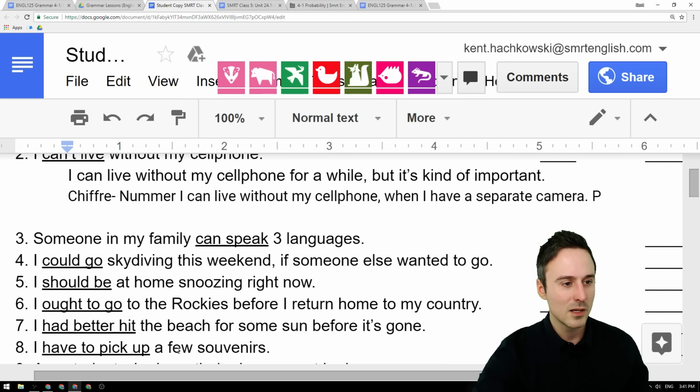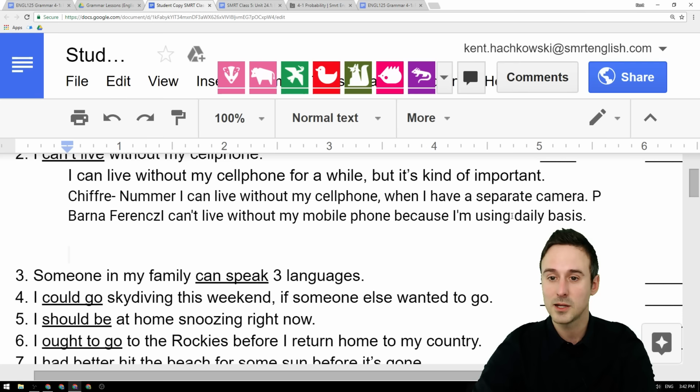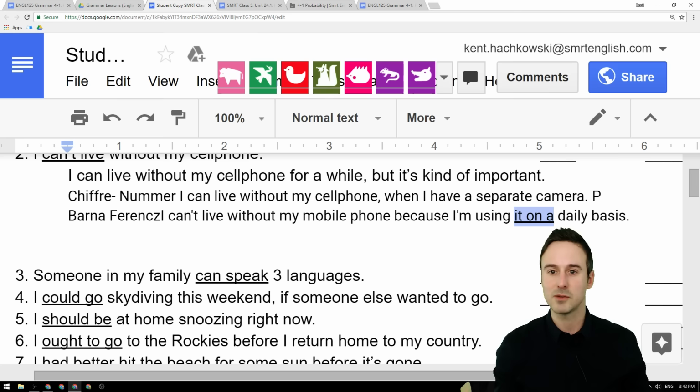And this person says here, there we go. And then Barna has an answer here. She says, I can't live without my cell phone because I'm using daily basis. Okay, very nice, Barna, good. I'm just going to change one little thing here. We're going to use it on a daily basis. So we just want to add that little bit there because in English, usually after a verb, we have something, even if it's repeated. So we say it on a daily basis.